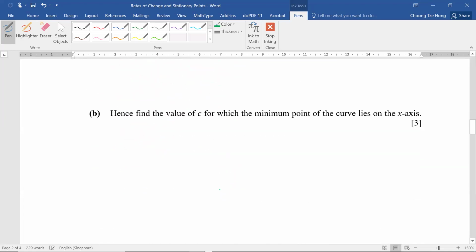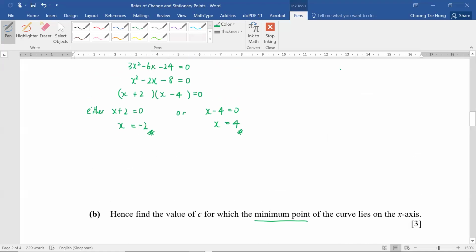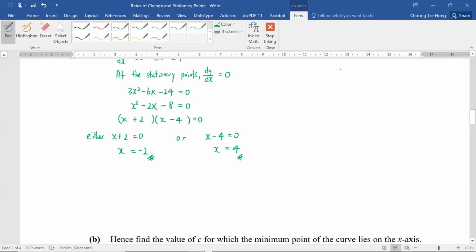Let's take a look at part B of the question. Now they want us to find the value of this constant c, for which the minimum point of the curve lies on the x-axis. So they are saying that out of these two stationary points, one of them is going to be a minimum point and it's going to lie on the x-axis.